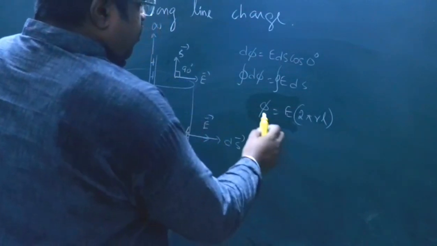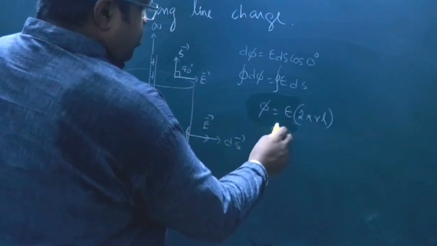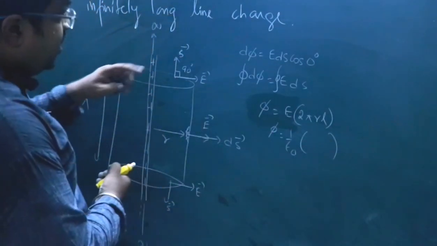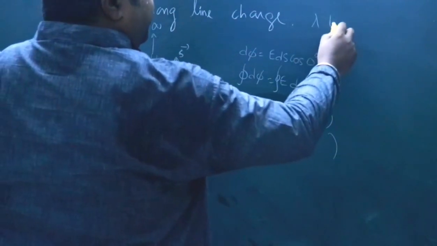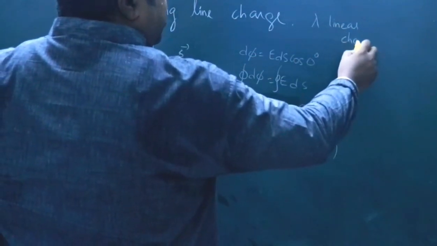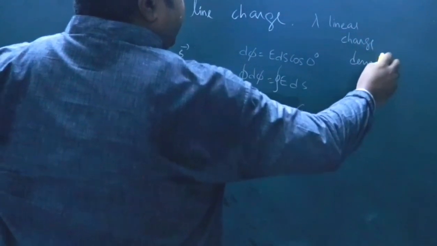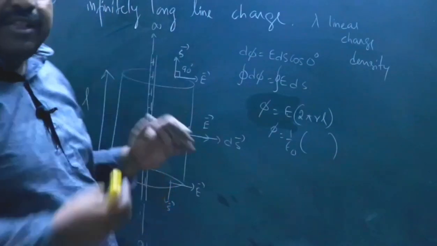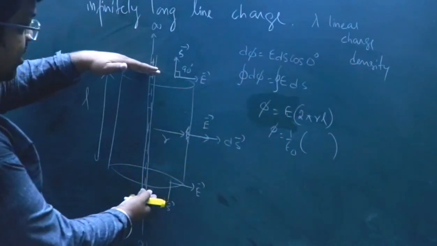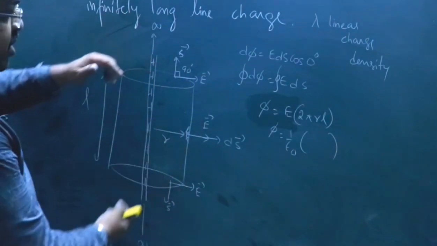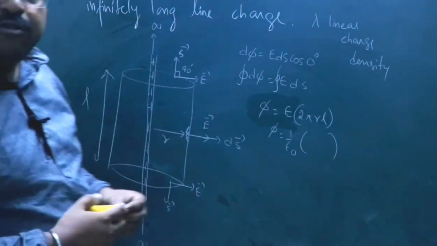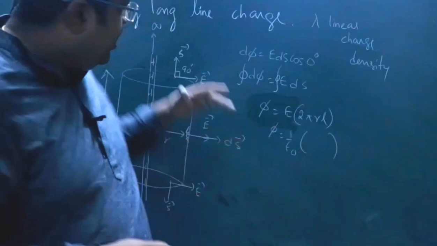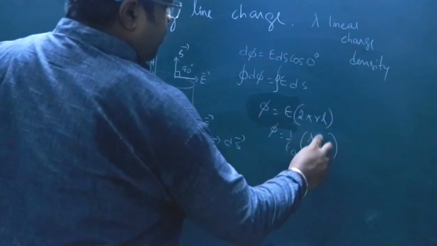Now what is flux? From Gauss's theorem, it is 1 by epsilon naught times the enclosed charge. So the enclosed charge in this length L, if lambda is the linear charge density, linear charge density meaning charge per unit length. So in unit length you have charge lambda. In this Gaussian cylinder, the length is L, so the enclosed charge will be lambda into L, because lambda is the charge on unit length.